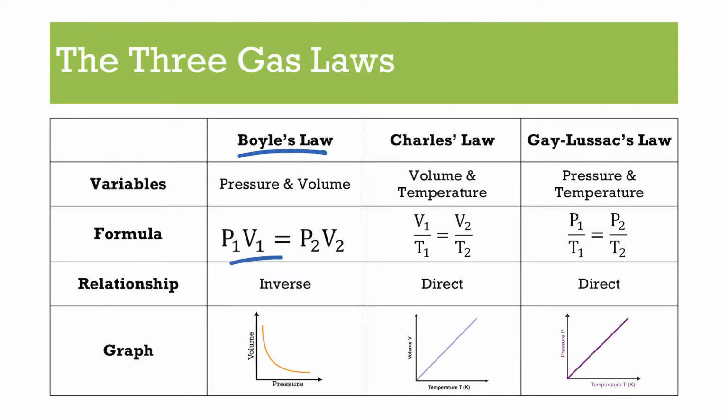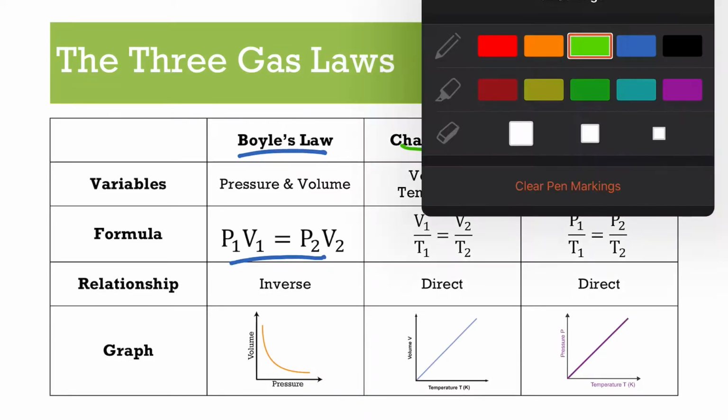Boyle's law talks about pressure and volume. Here's the formula. It's an inverse relationship, so that means if one thing goes up, the other thing goes down. And it looks like that kind of curve down. Then if we look at Charles' law, that talks about volume and temperature. So here is that formula. And this is a direct relationship. So again, like we said before, one goes up and the other goes up. So they do the same thing. And you can see that by that straight line pointing up.